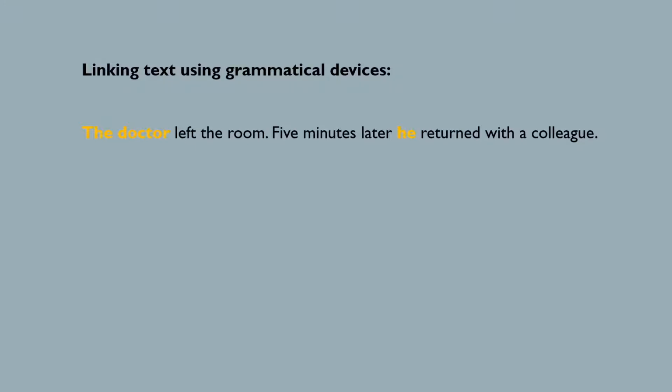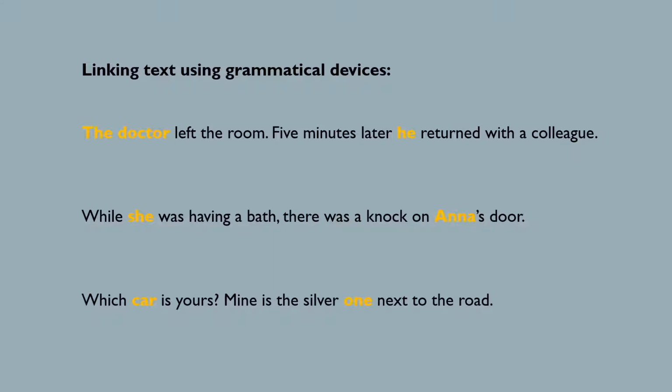In this example, the pronoun he refers back to the doctor in the previous sentence. Look at this second example. Again, we have a pronoun, but this time the person it refers to is mentioned later in the text. One final example. This time we substitute the word one to avoid repeating a noun, car.